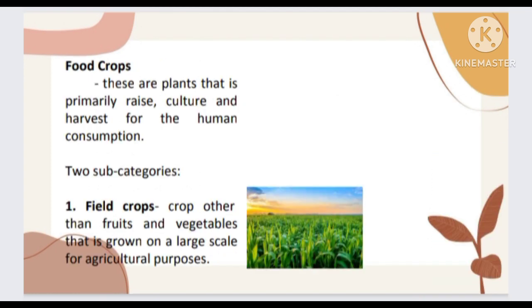So first we have here the food crops. These are the plants that are primarily raised, cultured, and harvested for human consumption. So food crops have 2 subcategories. These are the field crops and the root crops. So a field crop is a crop other than fruits and vegetables that is grown on a large scale for agricultural purposes.